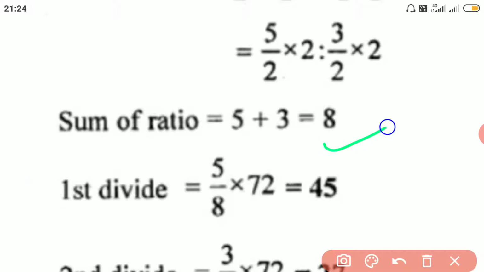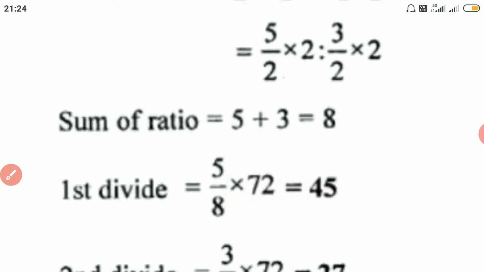After we have added, then you have to divide that particular sum. The sum given to us was 72. So the first share will be 5 upon 8. The first term here, the ratio was 5:3, so first term upon the sum multiplied by the given amount. Then we can get 45. I think this can be cancelled: 8 1 time and 8 9 times. So 5 into 9 will give me 45, right?